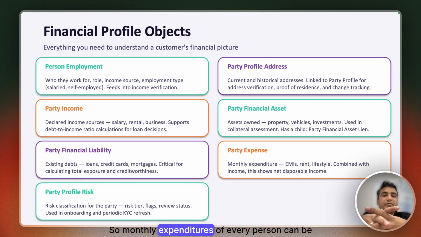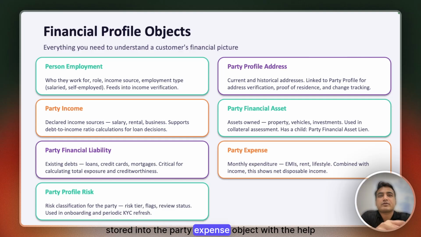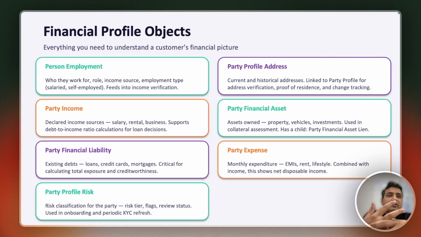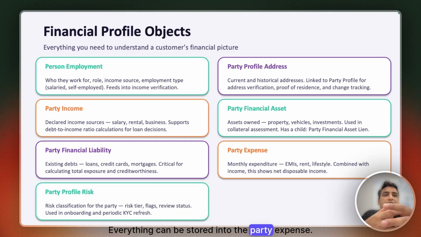Now party expenses. The monthly expenditures of every person can be stored in the party expense object, with the help of a relationship with the party profile. It can store EMIs, rent, lifestyle cost, children's school fees, education fees, and medical expenses. Everything can be stored in party expense, and in combination with income, this shows the net disposable income.